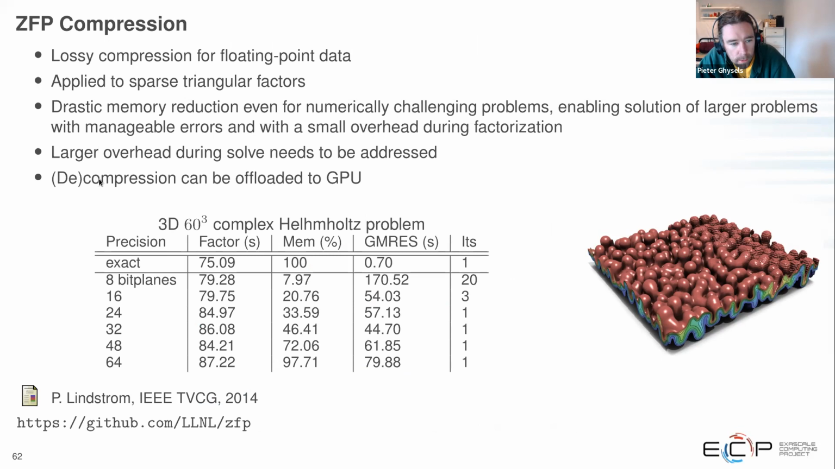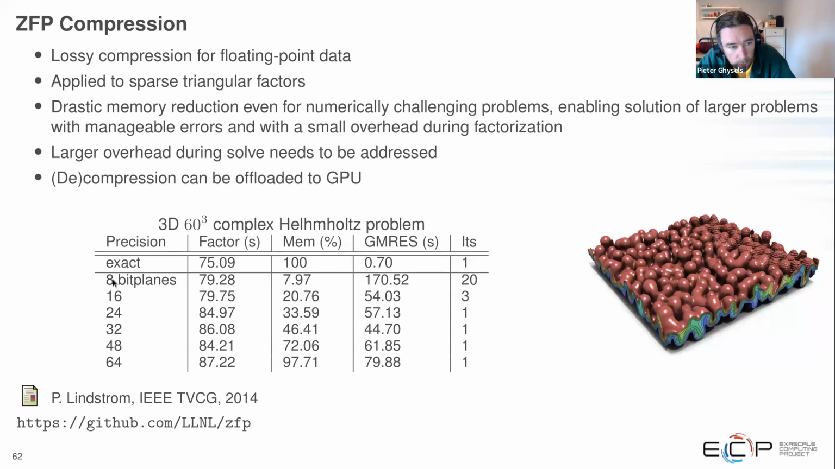The problem is that with this lossy compression, we cannot do the triangular solves using the compressed matrix, so we have to decompress before we can do the triangular solve. But we can decompress block per block so that the peak memory usage is still reduced, but we do not save anything in terms of factorization time. We do save a lot in terms of memory usage.